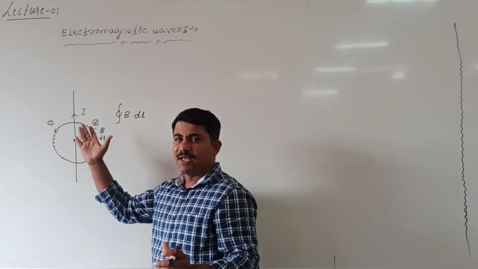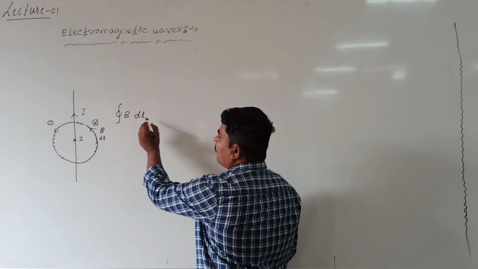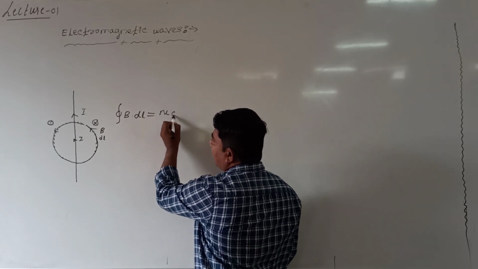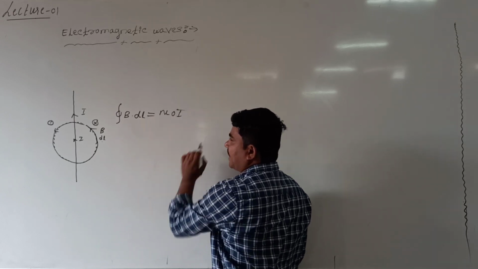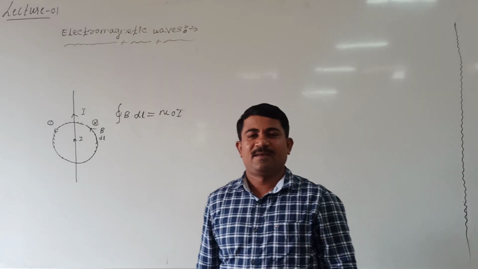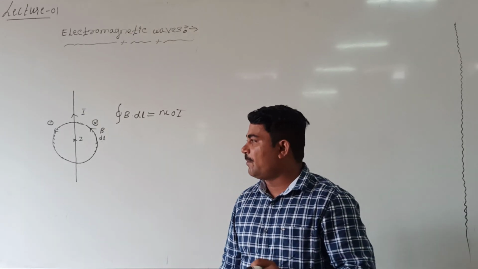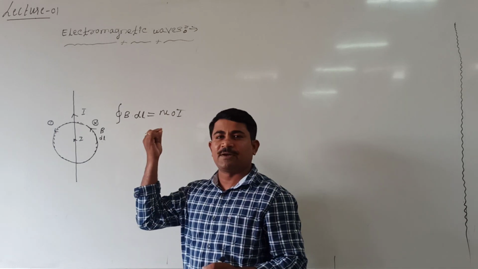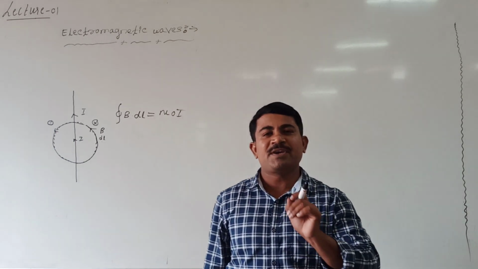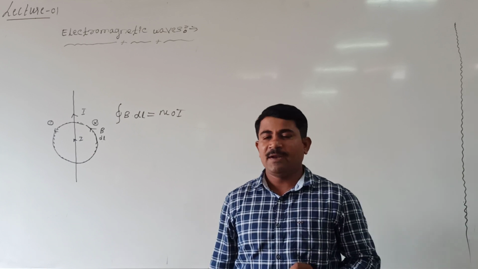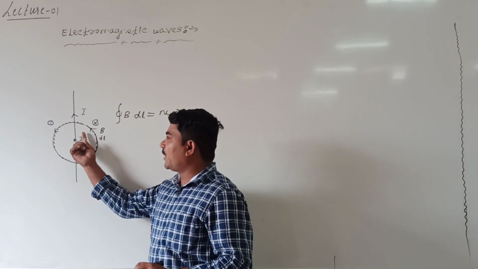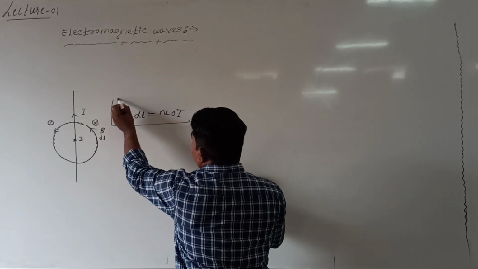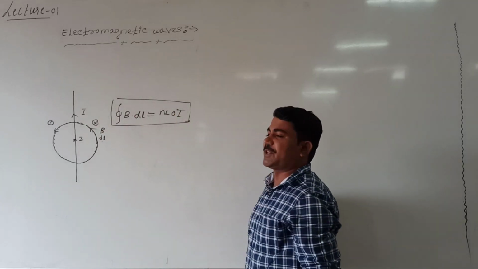Are you following this? Line integral of magnetic field around any closed path is equal to mu naught times current enclosed by the closed path. Line integral of magnetic field equal to mu naught times current enclosed by closed path. This is Ampere circuit law. Wherever constant current is flowing, Ampere circuit law can be given like this. This is what we are calling Ampere circuit law.